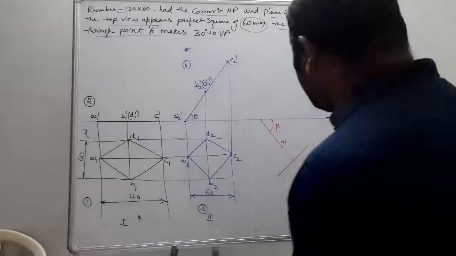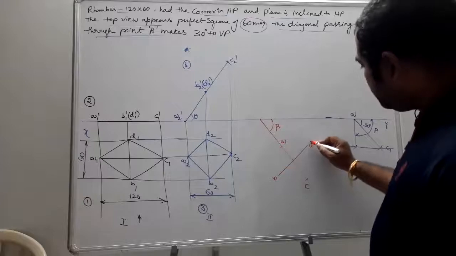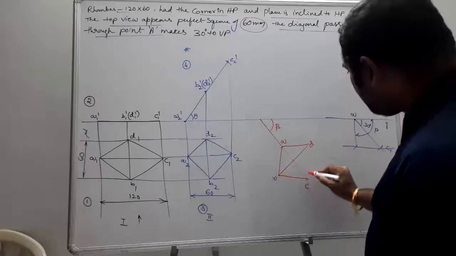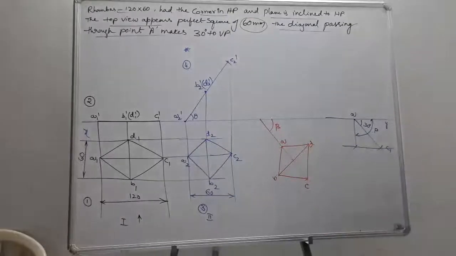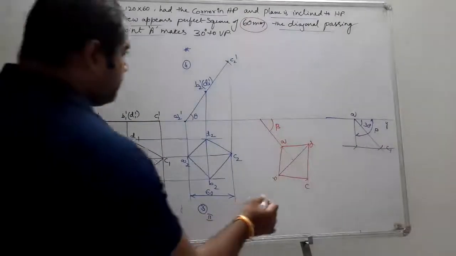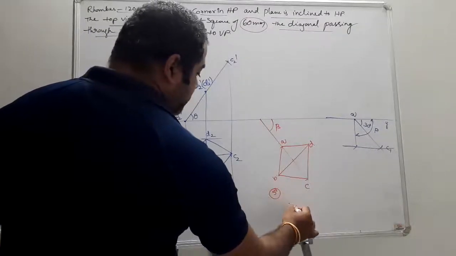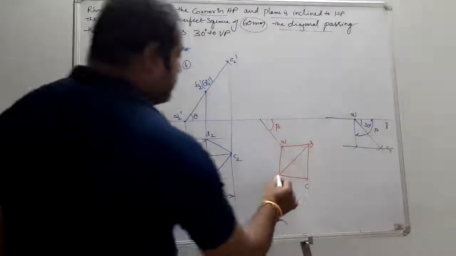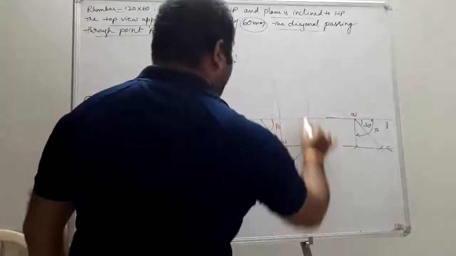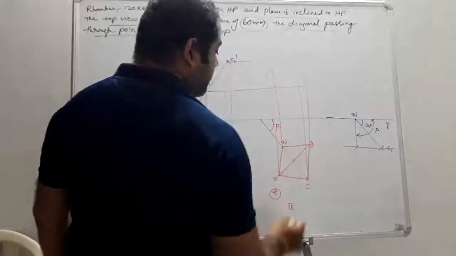Okay, now mark the points. This is B. This is D. Okay. Now draw the vertical projectors from here. This was your fifth step, this was stage 3. So draw the vertical projectors from here, and draw the horizontals. And mark the intersection points.